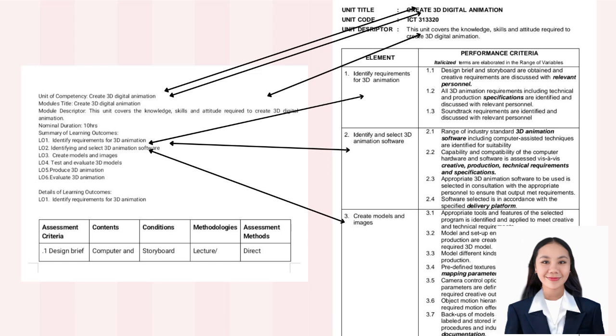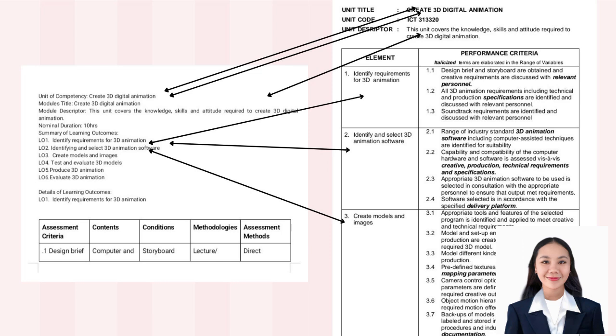Unit of competency, Create 3D Digital Animation. So, when it comes sa unit of competency, nag-base po kami sa TR, which is in the unit title. For the module title, same process din po. Module descriptor, this unit covers the knowledge, skills, and attitude required to create 3D digital animation. For the nominal duration, 10 hours. Summary of learning outcomes, we have 6.